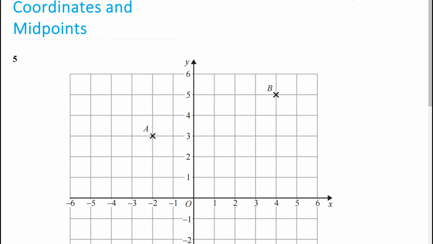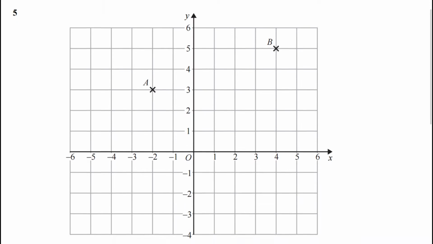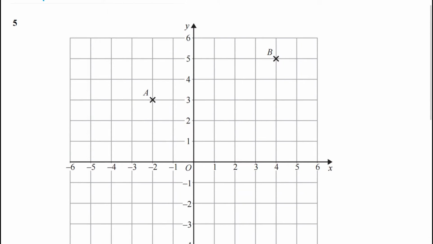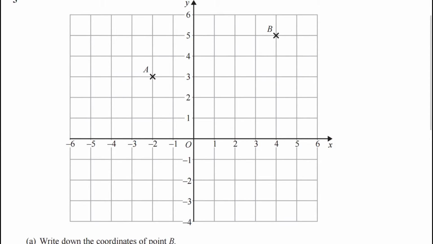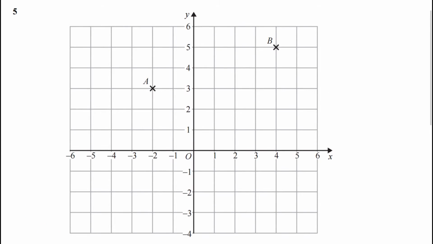So how do we name coordinates and find midpoints? This is the type of question that will come up in the new Edexcel GCSE exam. Here we have a coordinate grid, and question 5a asks us, write down the coordinates of point B.